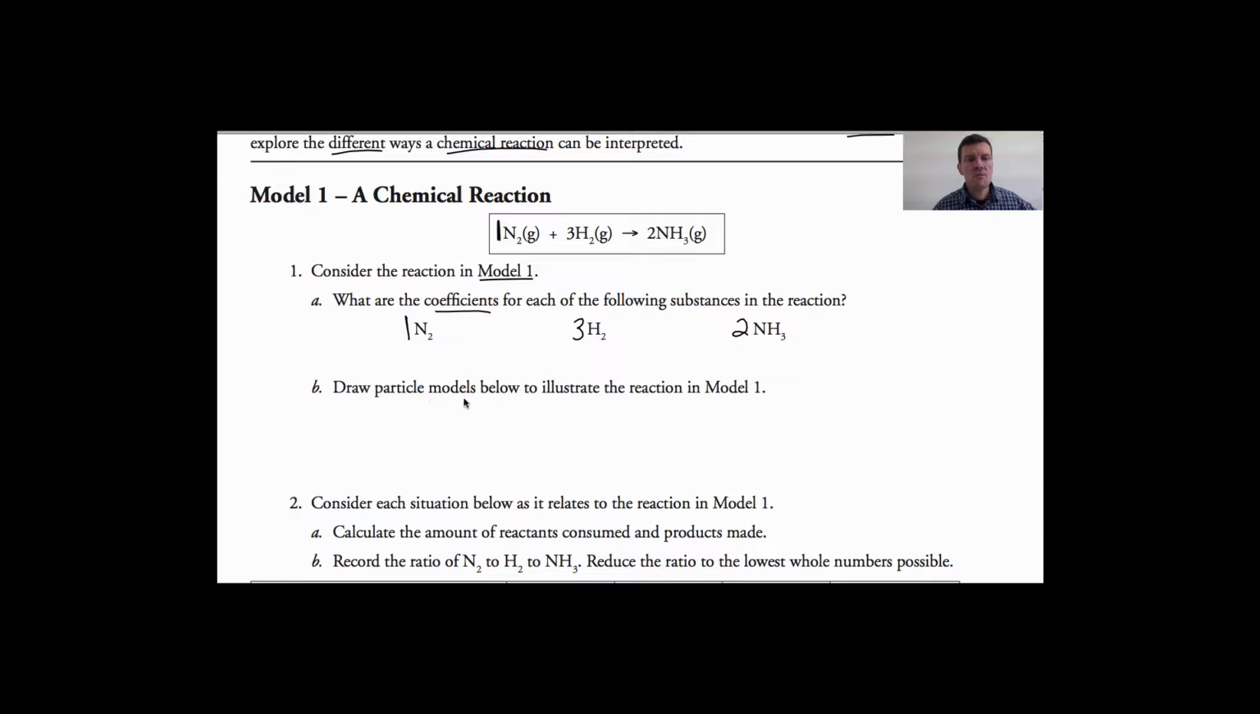Okay? Draw particle models below to illustrate the reaction in Model 1. So nitrogen, N2, it's diatomic, means you have an atom of nitrogen bonded to another atom of nitrogen. There's just one of those. We have 3 hydrogen molecules. Hydrogen bonded to another one, and that is occurring 3 times for us. And then we have 2 ammonia molecules. That is nitrogen bonded with 3 hydrogens, and there are 2 of those.